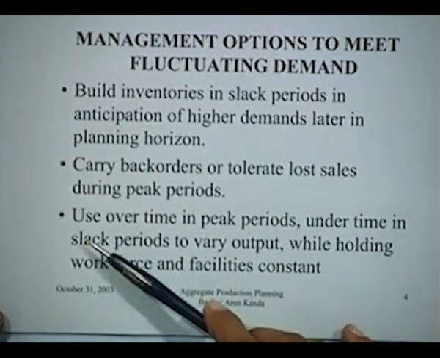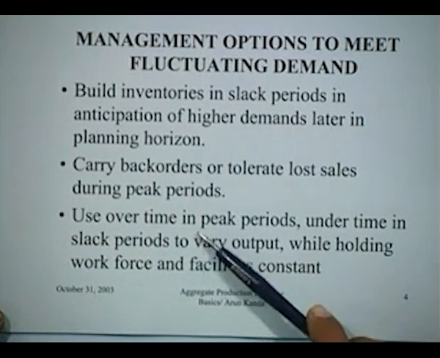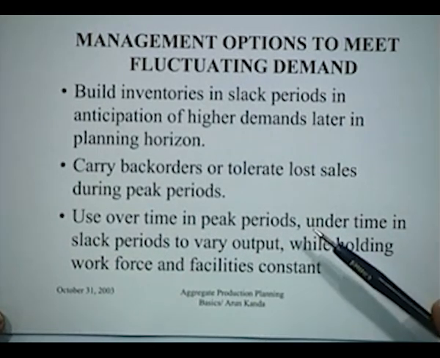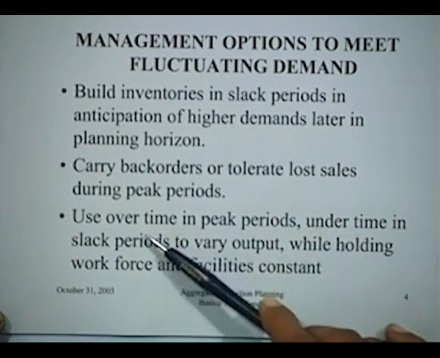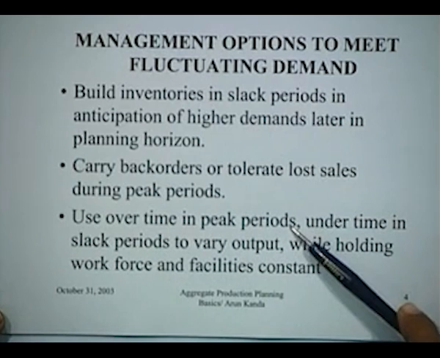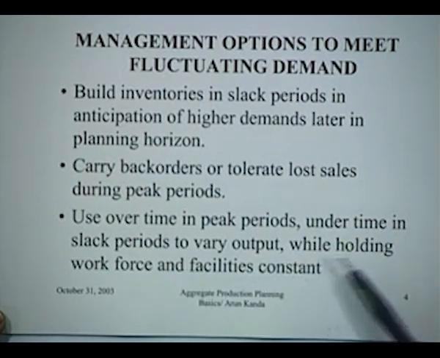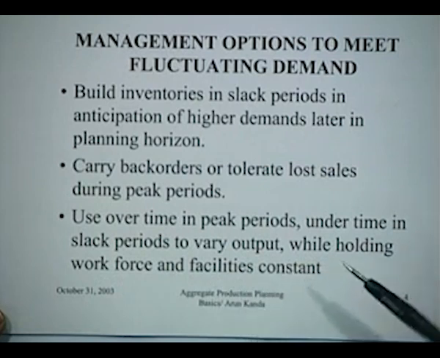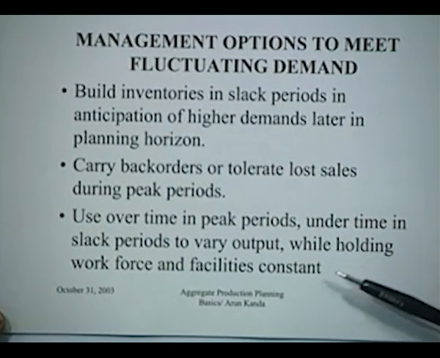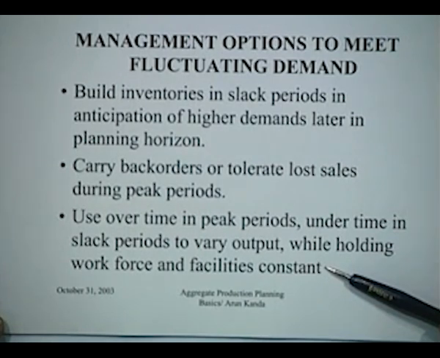The third option that management may have to meet a fluctuating demand is to use overtime in peak periods and undertime in slack periods to vary output while holding workforce and facilities constant. This is a very common strategy, isn't it? This is the kind of strategy that students typically tend to use.